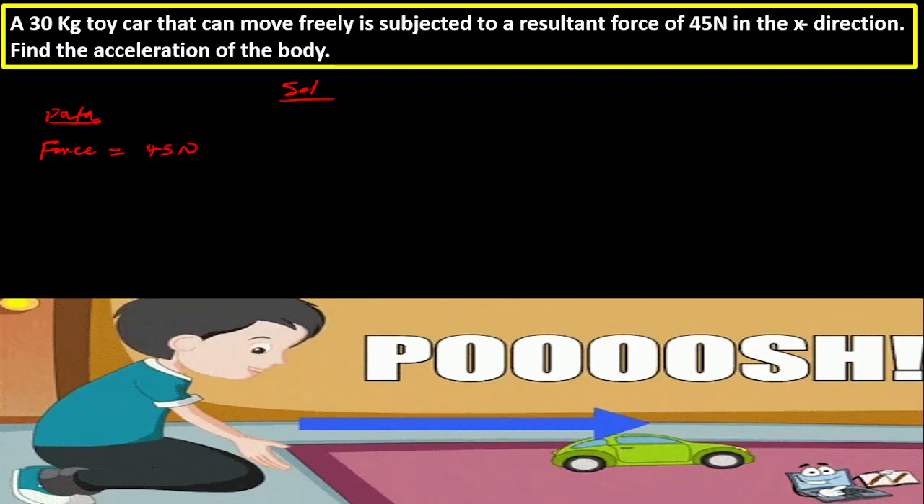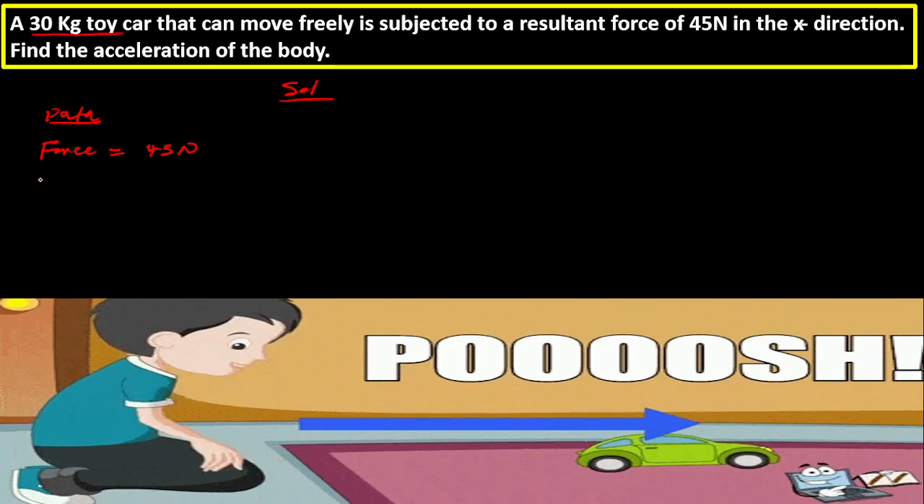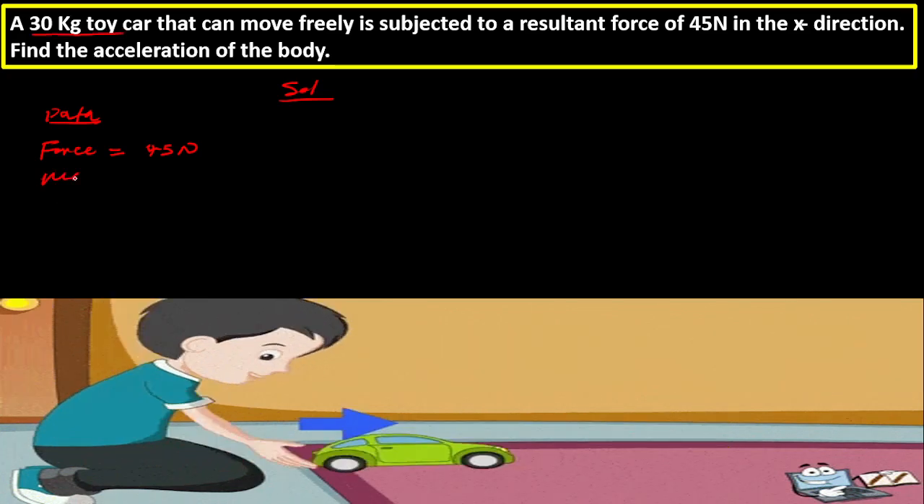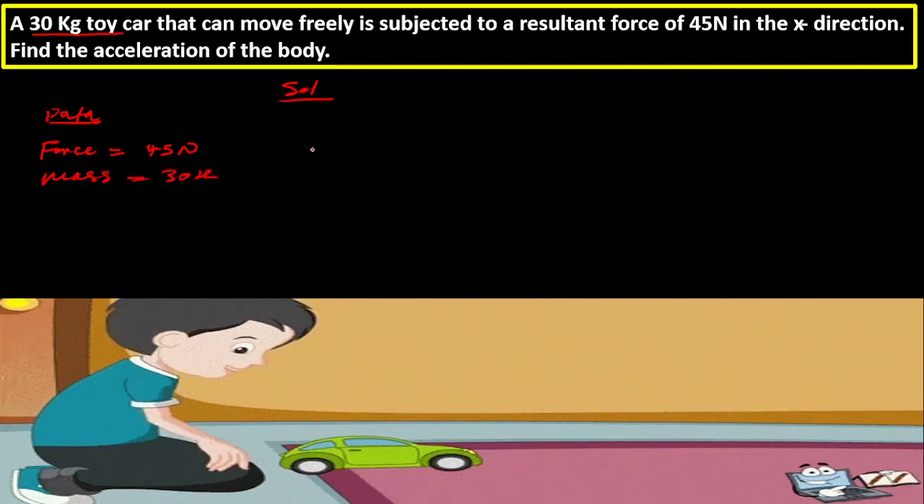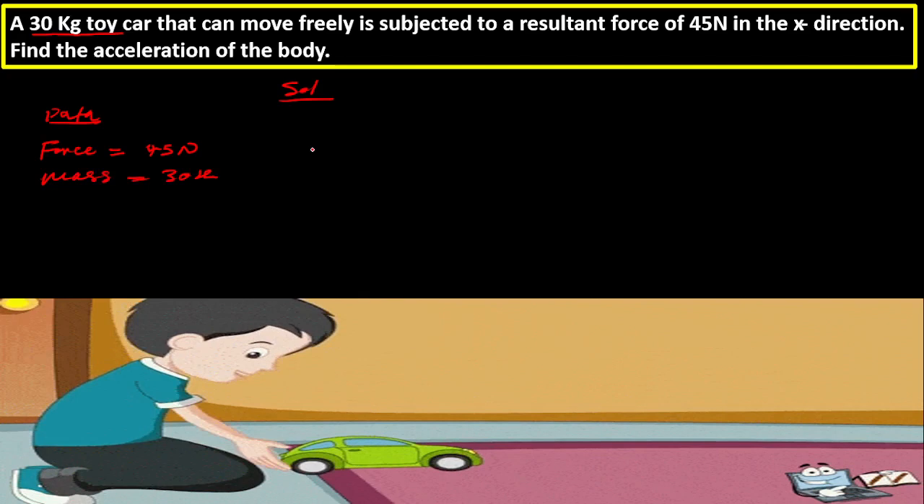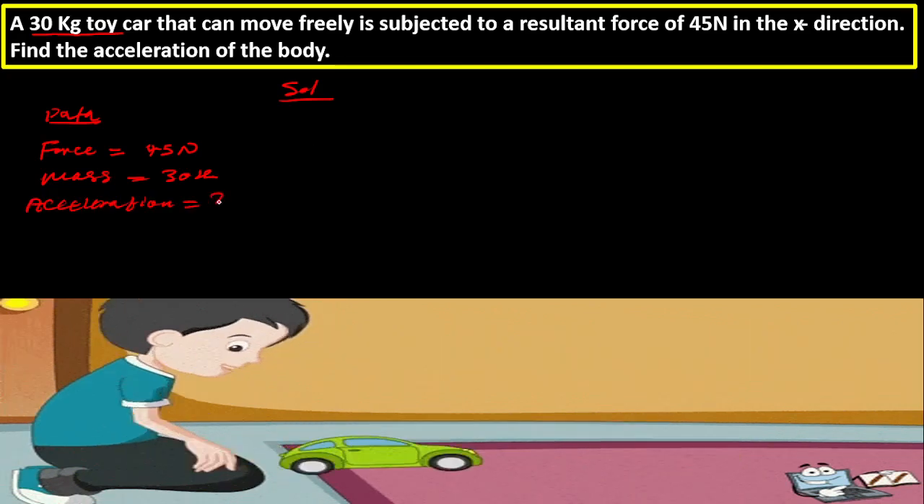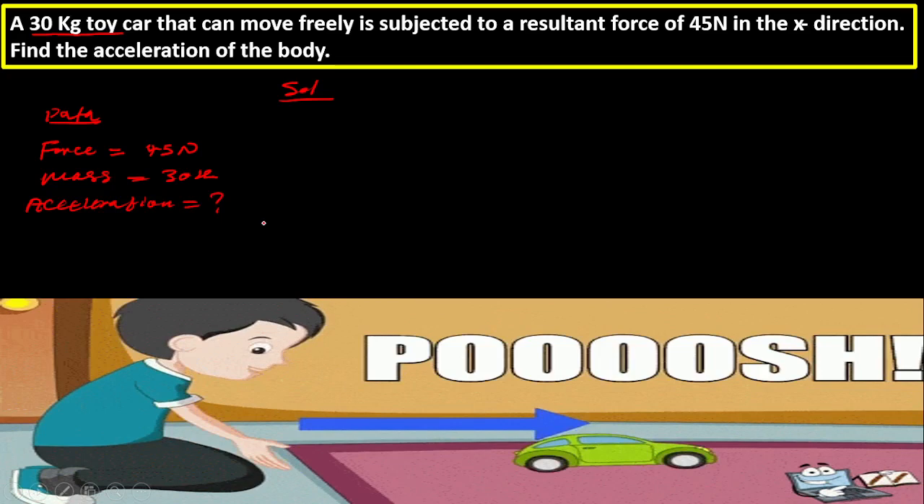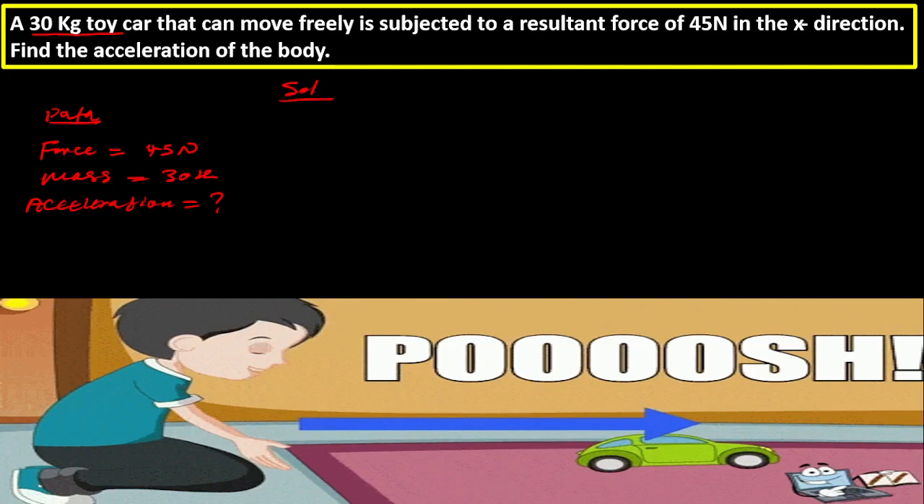Then the other thing we need to understand is the mass of this car. The mass is simply 30 kg. What are they asking us to find? We have been asked to find the acceleration, which we have not been given, so it is going to have a question mark since we don't know the acceleration with which this object was moving.